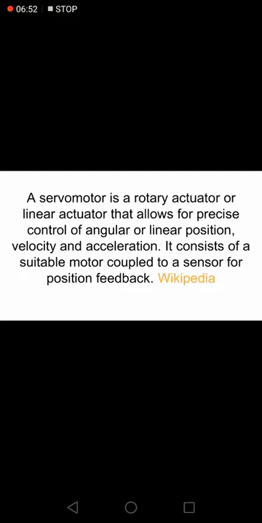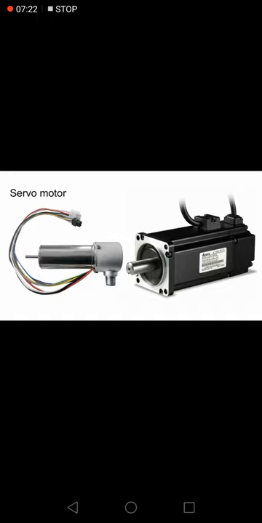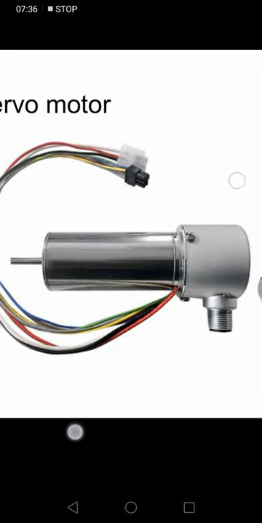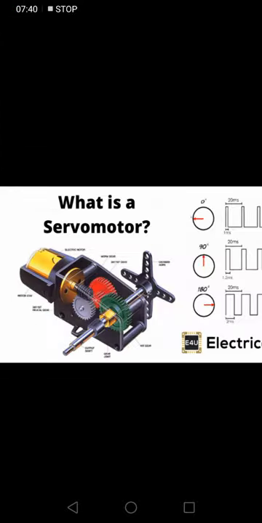A servo motor is a rotary actuator or a linear actuator that allows for precise control of angular or linear position, velocity, and acceleration. It consists of a suitable motor coupled to a sensor for position feedback. Source Wikipedia. Next slide. This shows a photo of a servo motor. The connectors are two different types of servo motors. Next slide. Now, what is a servo motor?